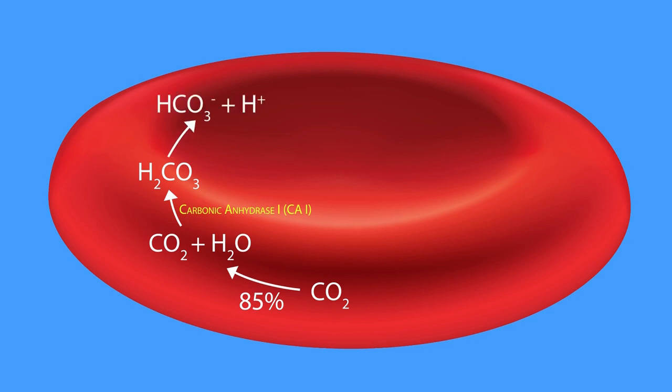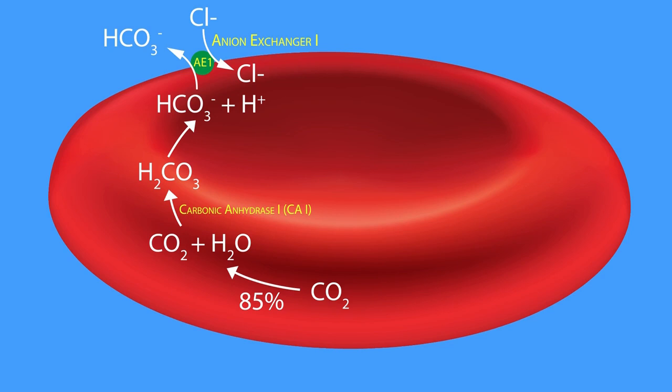To keep the reaction moving toward the formation of bicarbonate and hydrogen ions, the bicarbonate ions are immediately transported out of the red blood cell in exchange for chloride ions via the bicarbonate-chloride exchanger. This transporter is referred to as the anion exchanger 1, or AE1 for short. Sometimes it's referred to as band 3.